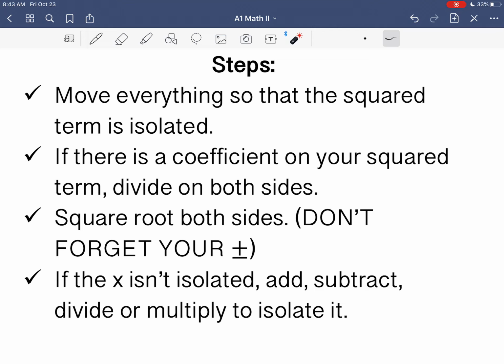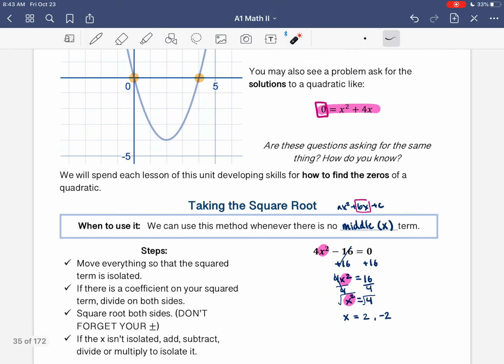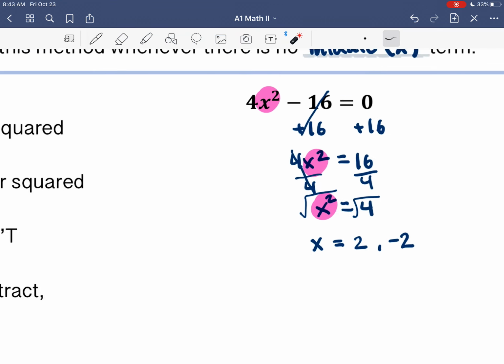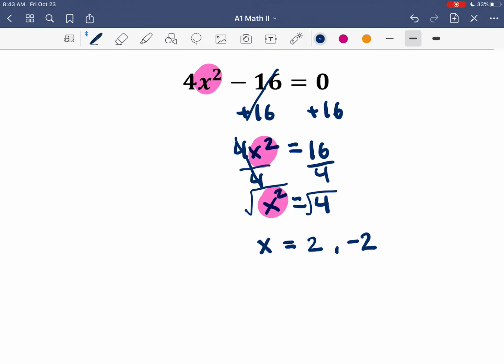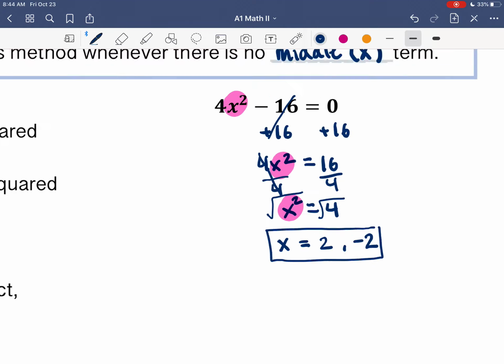I would say it's a red flag if you don't get two answers to these equations here. Because remember, a lot of quadratics cross the x-axis twice. So it's kind of a red flag. It's possible to get one answer or 0 answers, but at this stage, I would be concerned if you don't have 2 answers.